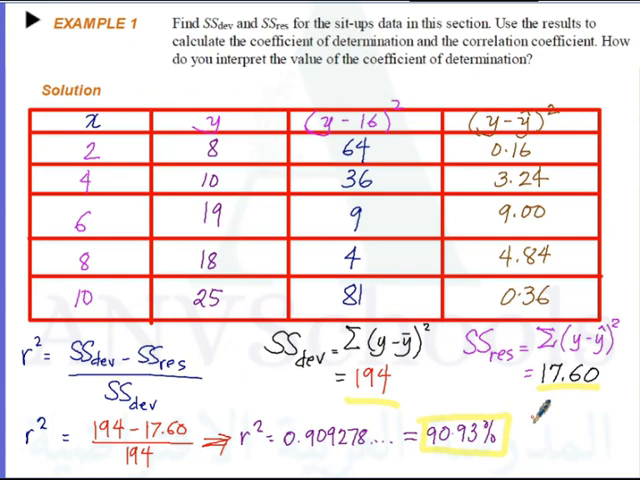Okay? Meaning that this variable y, the y mean, y bar, and this y hat, these are the variables here. There is a fairly strong correlation between them. Okay? So that is the value of your r square.